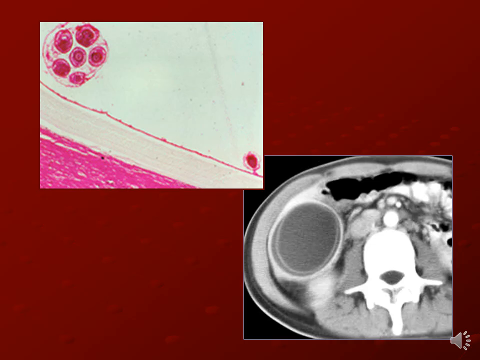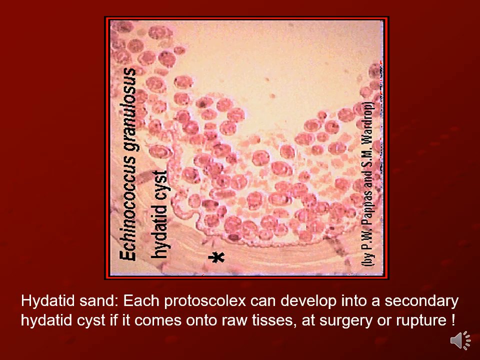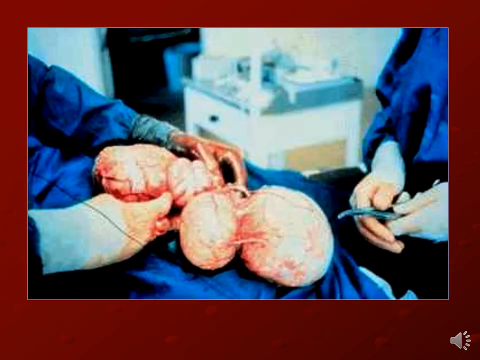When it is small, it is referred to as a brood capsule. It can enlarge into a daughter cyst, and it contains multiple protoscolices. Those protoscolices are the infectious component of the hydatid cyst. And those are the protoscolices from the atlas, but this is the way we look at them because they will sediment by gravity actually.